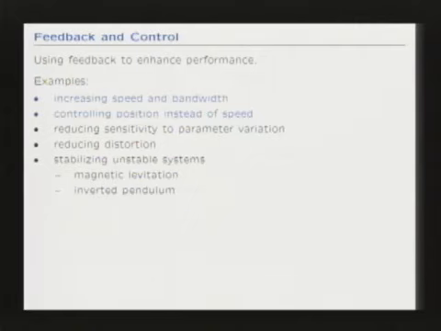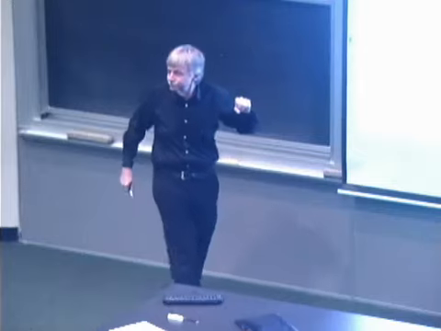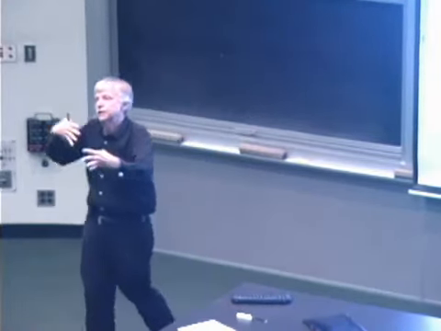And that's the theme that I want to build on today and on Tuesday. How do you enhance performance by using feedback? And we'll go through a number of examples. You can use feedback to increase speed and bandwidth. You can use feedback to change the control variable from, I'll do an example, speed to position. You can reduce distortion, reduce sensitivity to parameter variation. You can stabilize unstable systems. We'll do a bunch of examples. The point is that you can use feedback to accomplish a lot of different tasks that, generally speaking, improve performance.